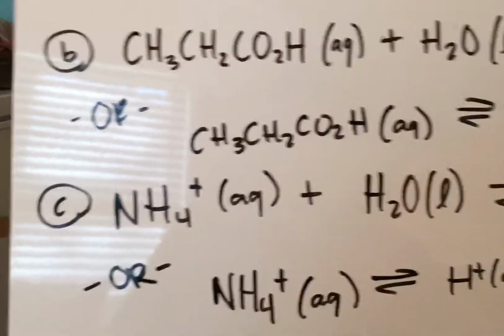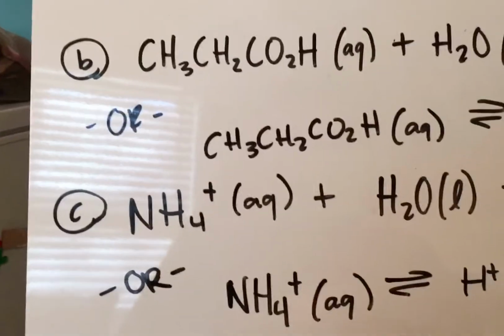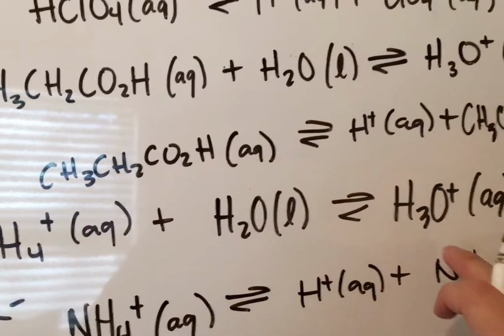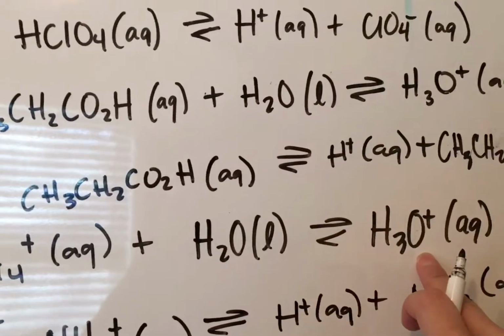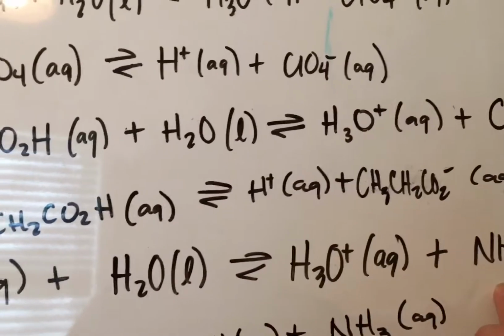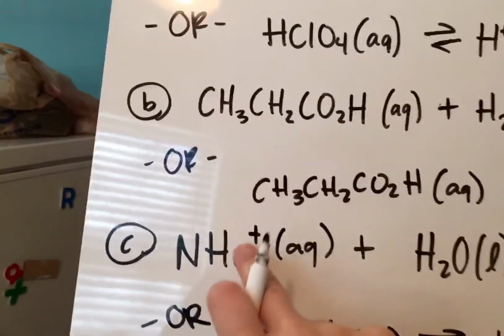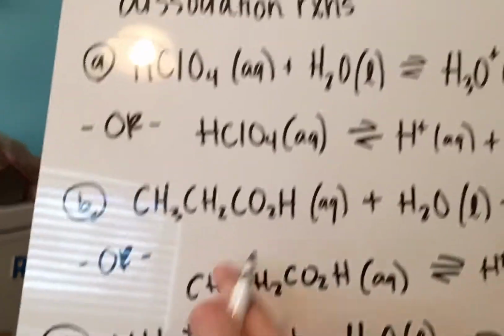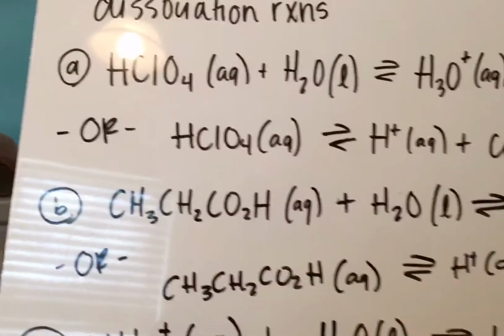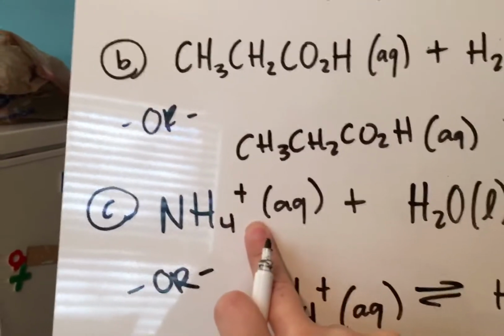The last one is a little different. So we have NH4 plus, plus water. We're starting the same way. It yields our hydronium ion plus NH3. Let's talk about that. This one started with a +1 charge. Notice in our other examples, they were neutral at the beginning. This starts with a +1.